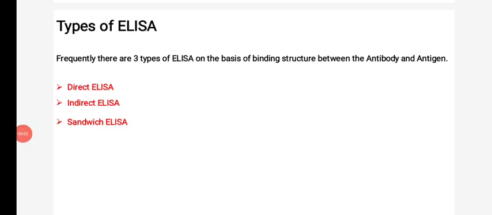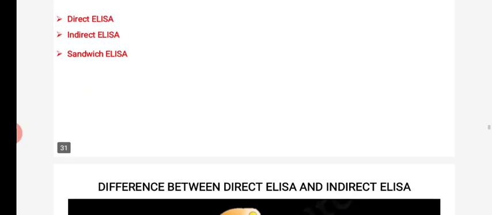Hi students, today we are discussing the types of ELISA. Generally, we can see three types of ELISA based on the binding structure of the antigen-antibody reaction: direct ELISA, indirect ELISA and sandwich ELISA.